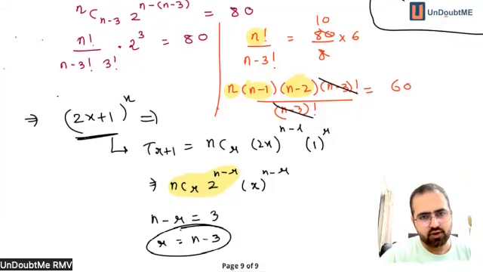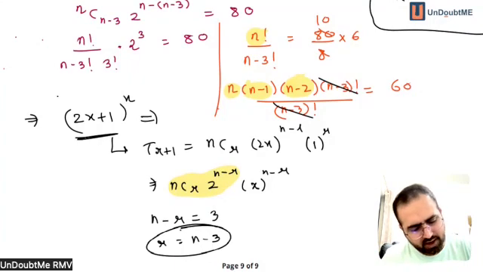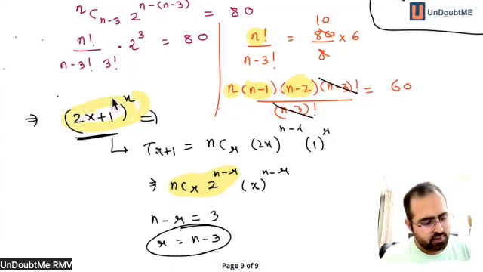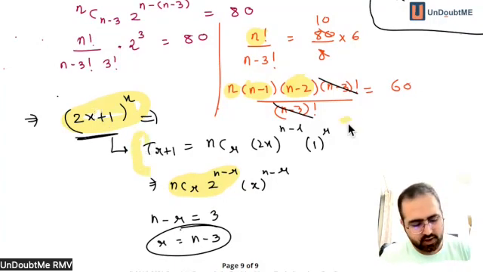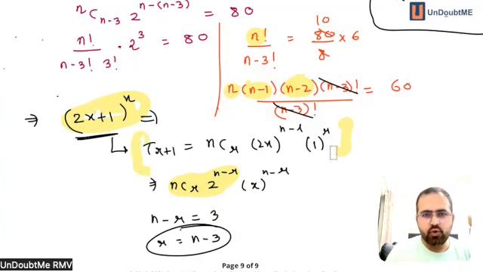Recap of what we have done, because this was a bit complicated question. So please have a look at it from the beginning. (2x + 1)^n was given. First step is we will write the general term of it. We wrote the general term, then we will do the segregation.